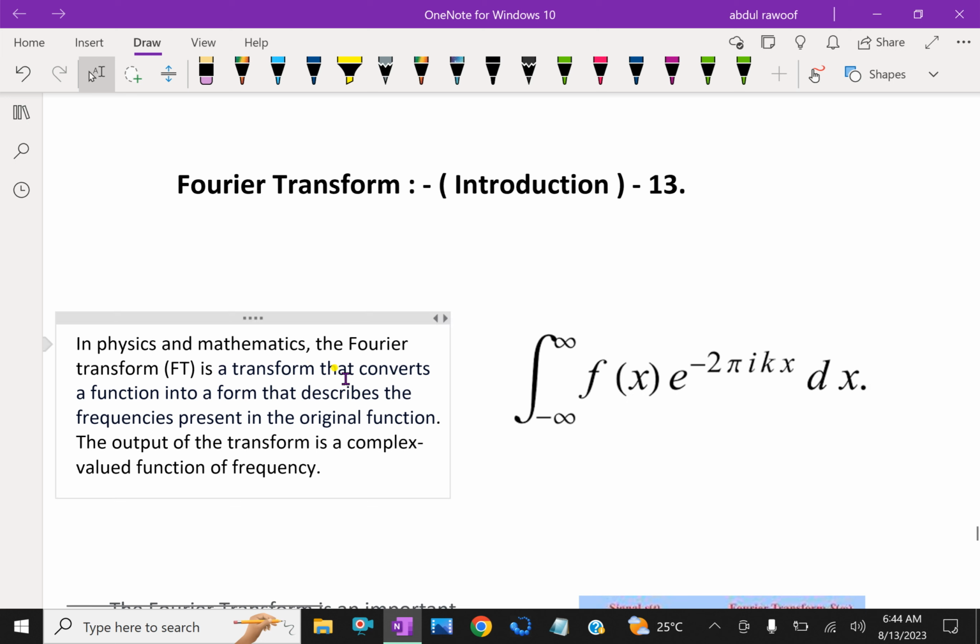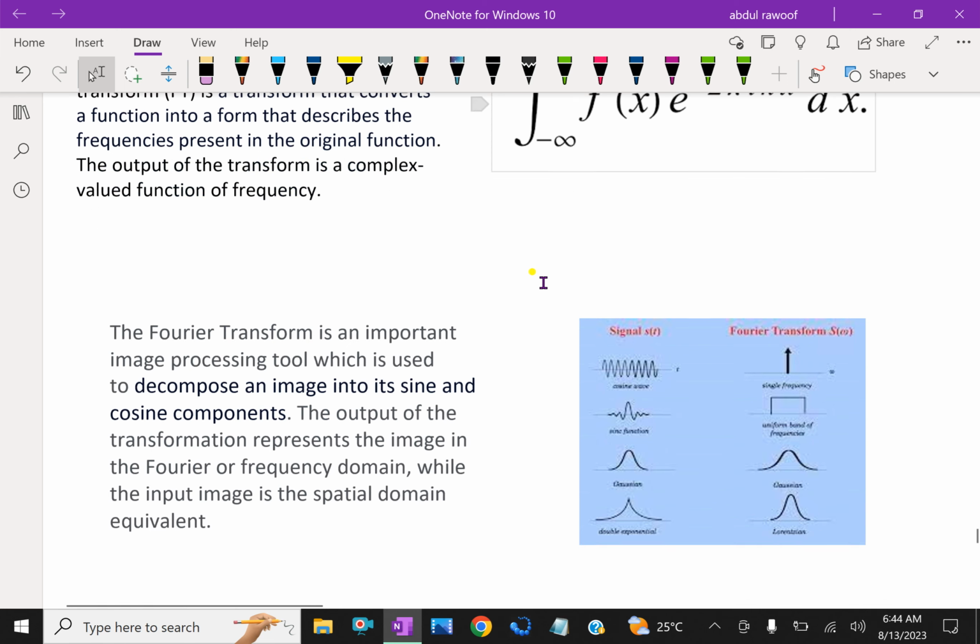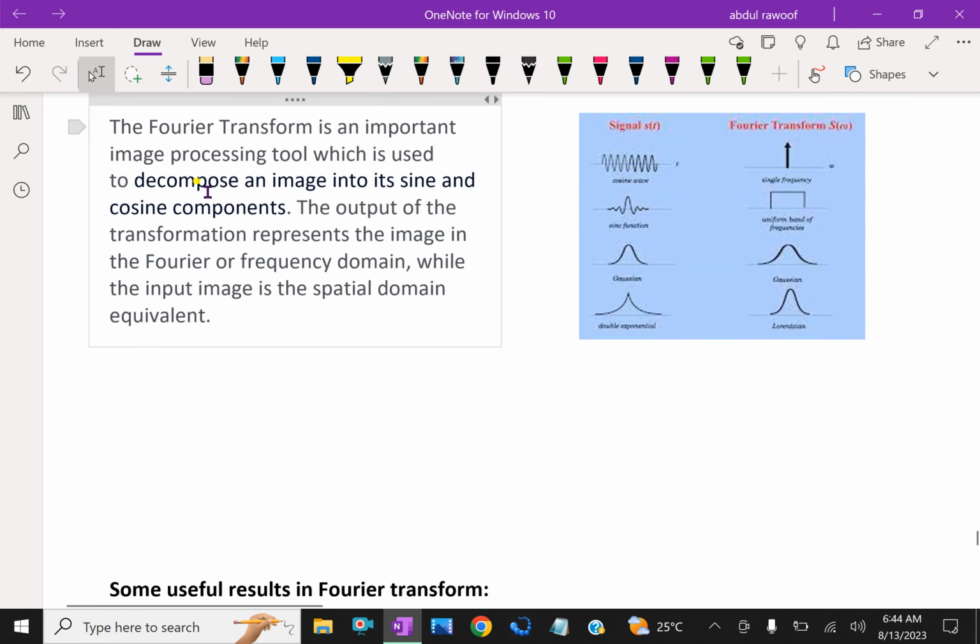In physics and mathematics, the Fourier transform, that is FT, is a transform that converts a function into a form that describes the frequencies present in the original function. The output of the transform is a complex valued function of frequency. Fourier transform is an important image processing tool which is used to decompose an image into its sine and cosine components. The output of the transformation represents the image in the Fourier or frequency domain, while the input image is the spatial domain equivalent.